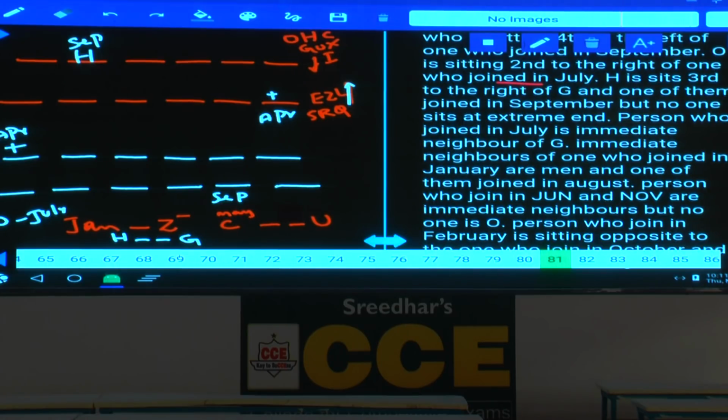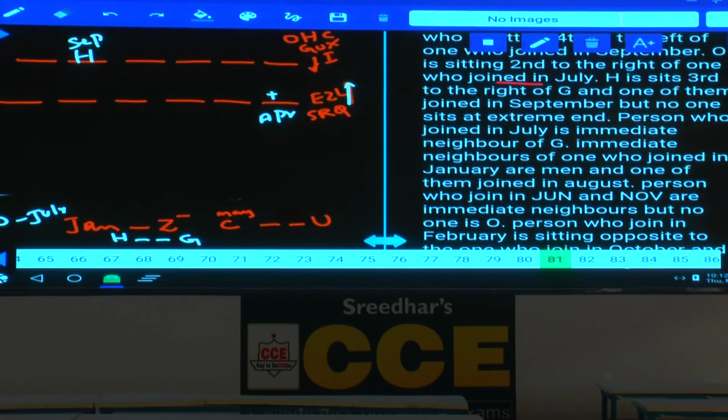H sits third to the right of G. That means H sits third to the right of G, and H and G must be in row 1. One of them born in September, this case is not possible at all, isn't it? Are you following this one or not? Between these two persons, H and G, one of them must be in the month of September. But where is September here? September is here. If September is here, H and G cannot be here because H and G must be in row 1. And the second case is completely ruled out. Now we are left with only one case. Are you following this one or not?